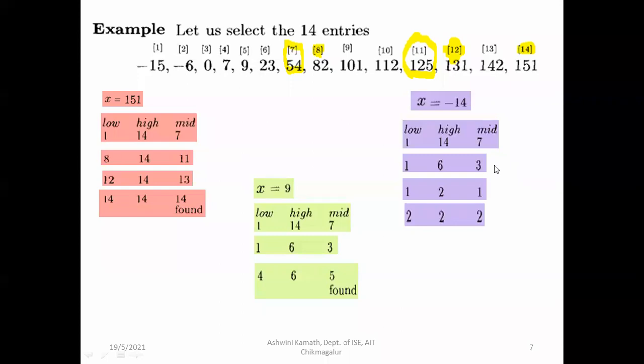So in position 2 we have minus 6, and this is the last position. If we divide that, the high value becomes less than the low value. So it becomes 1, 2 minus 1, which is equal to 1. So here what happens? High value is less than the low value, so we have to stop here. That means element not found.